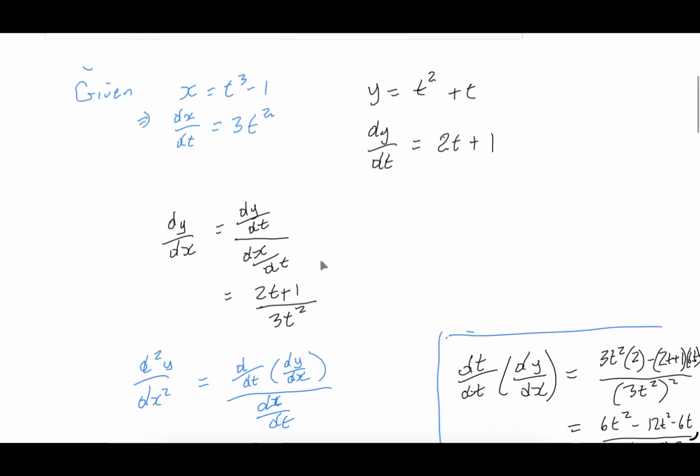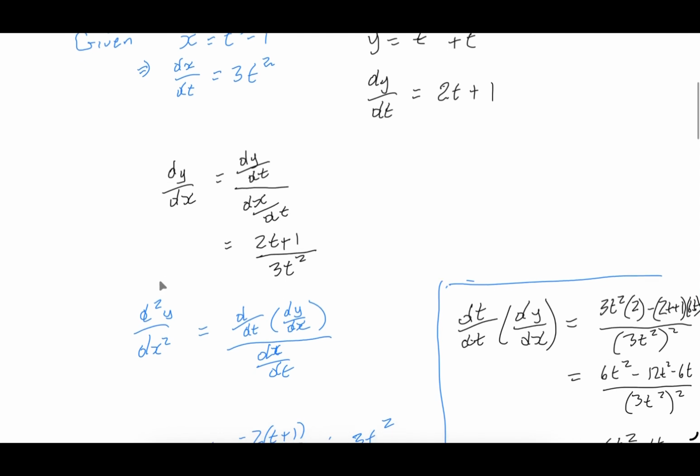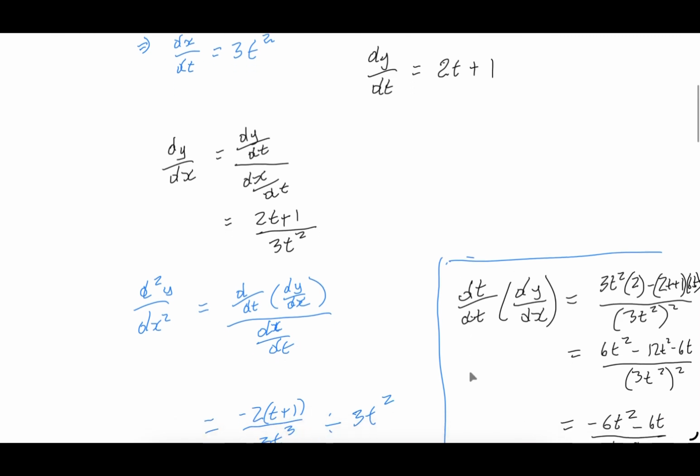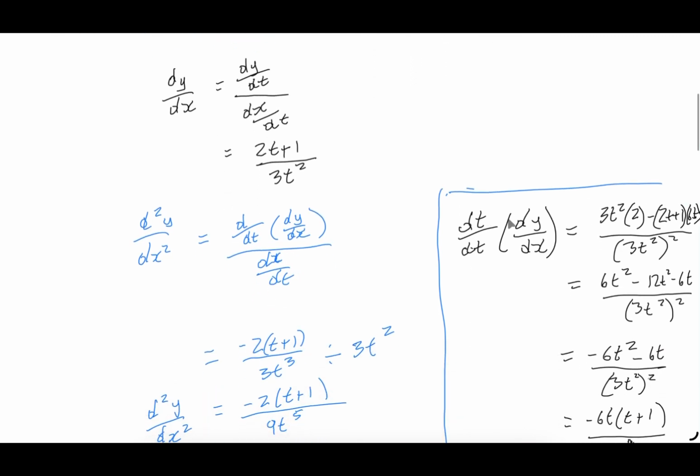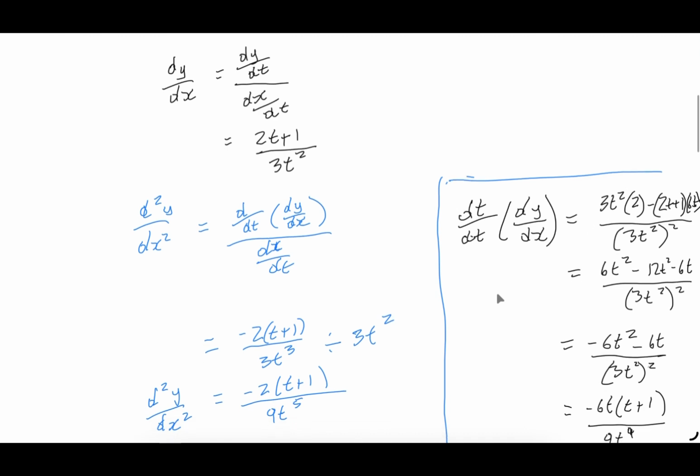Now to the second derivative. D squared y over dx squared is equal to d dt of dy dx over dx dt. Now d dt of dy dx is equal to, using the chain rule, 3t squared times 2 plus 2t plus 1 times 6t.